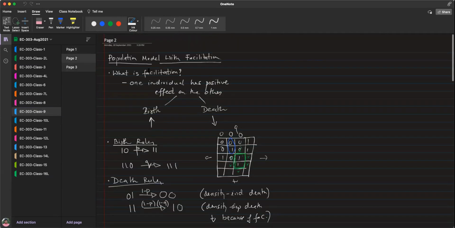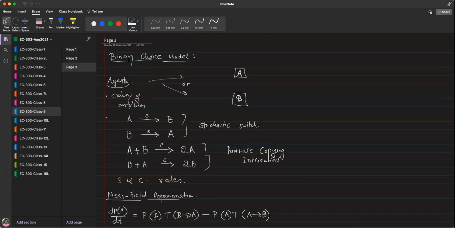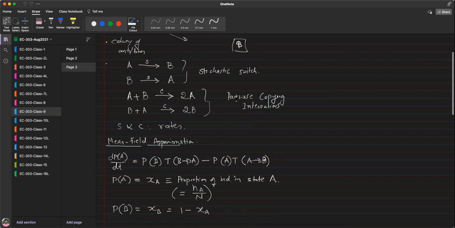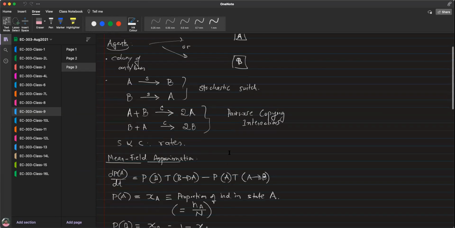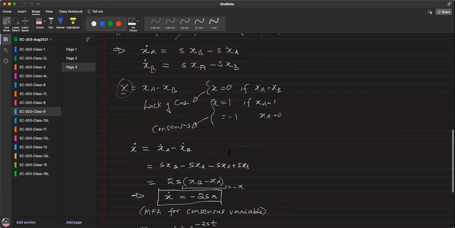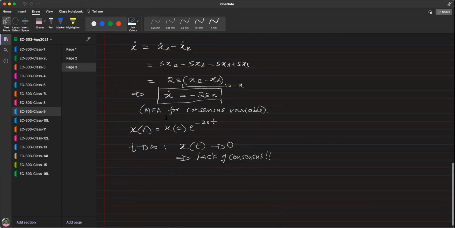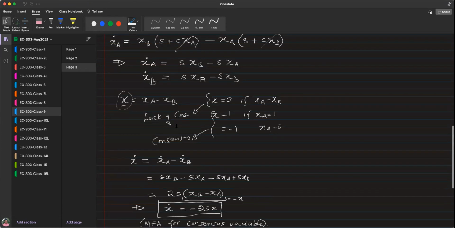Look at this binary choice model. So go to class 9, page 3. I have already showed you. I use the notation A and B instead of XA, XB, but that apart, I have already shown what it is, and the notations are different. So you still have to think through. That's great.